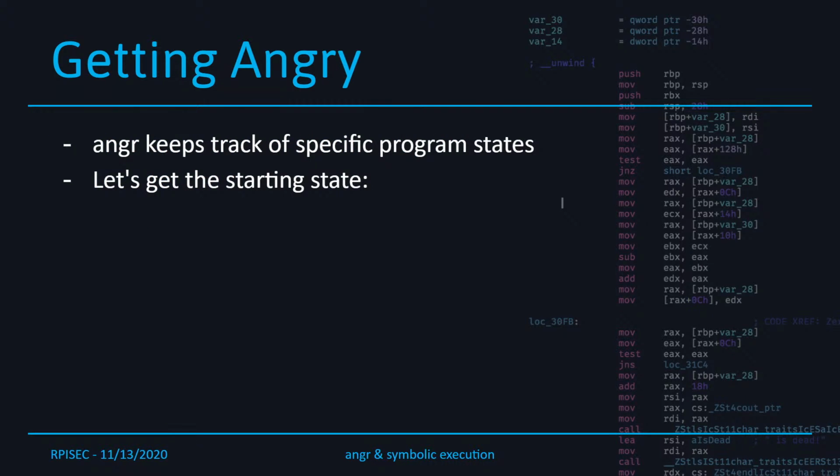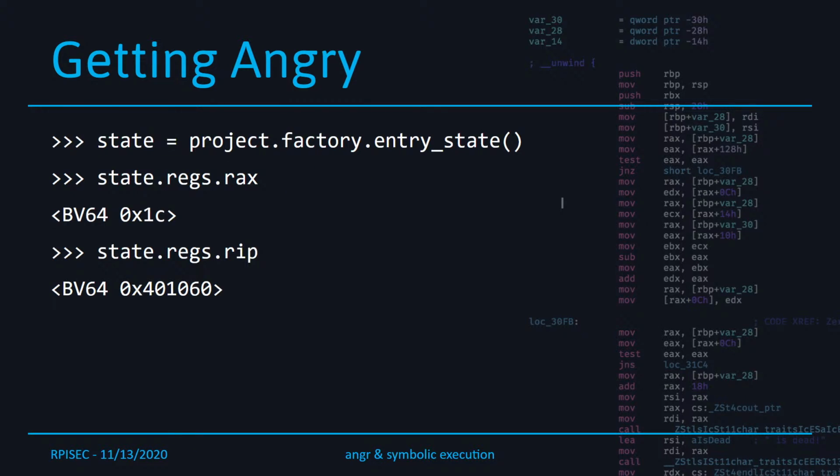The way angr works is it keeps track of specific program states. As execution proceeds, it will keep track of all the specifics of what's going on there. So it keeps track of registers, it keeps track of the stack, it keeps track of everything. So we can ask it for the entry state, which is the state of the program the moment you begin execution, before anything happens. And if we have a peek here, RAX contains 1C, and RIP contains the instruction it begins on, because remember, RIP is the instruction pointer in a 64-bit program. So we can see here that it is modeling everything.